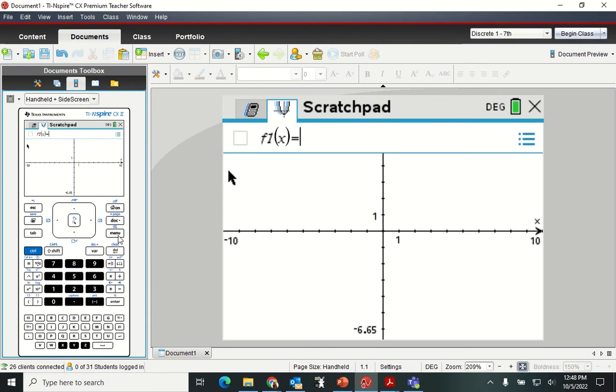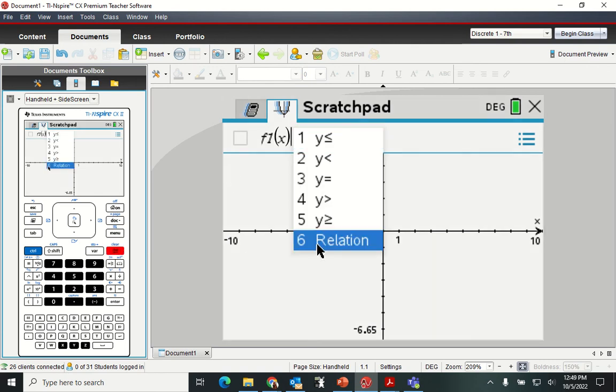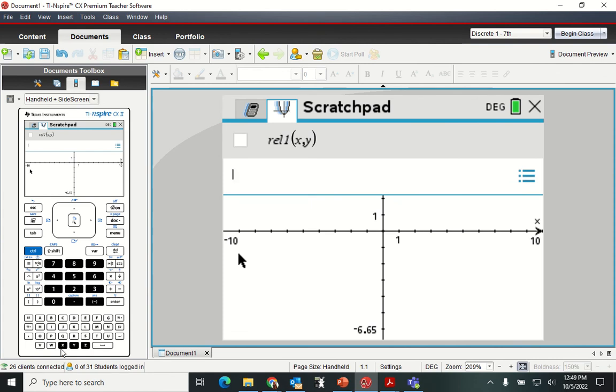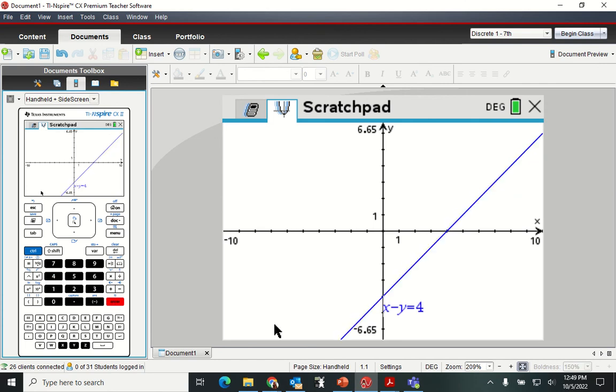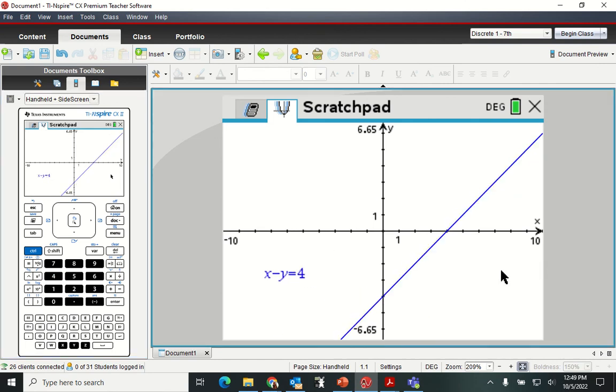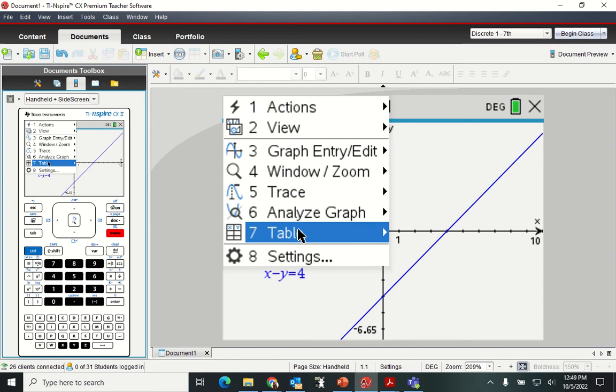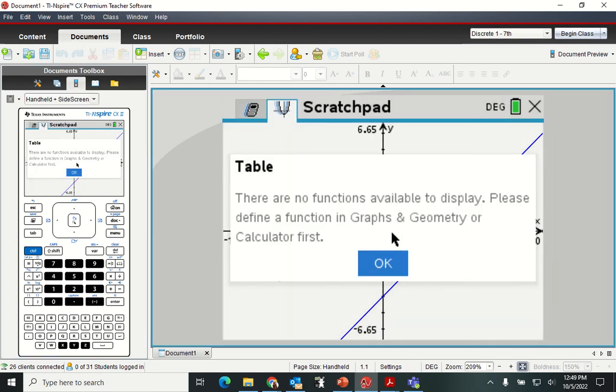Relation, very good. And let's go delete, change your relation. X minus y equals 4. Now, I want to show you guys something. We plug this in as a relation, right? I'm going to show you something. Menu, table. It doesn't do tables for a relation. It only does it for functions.